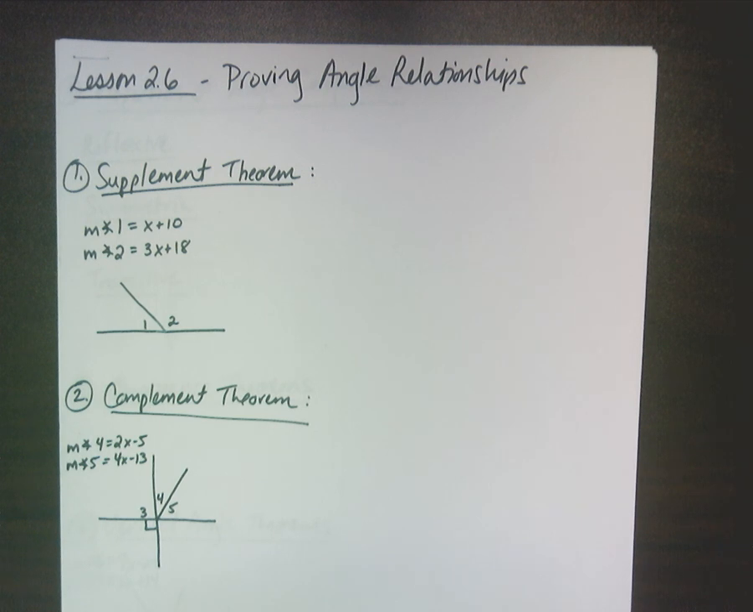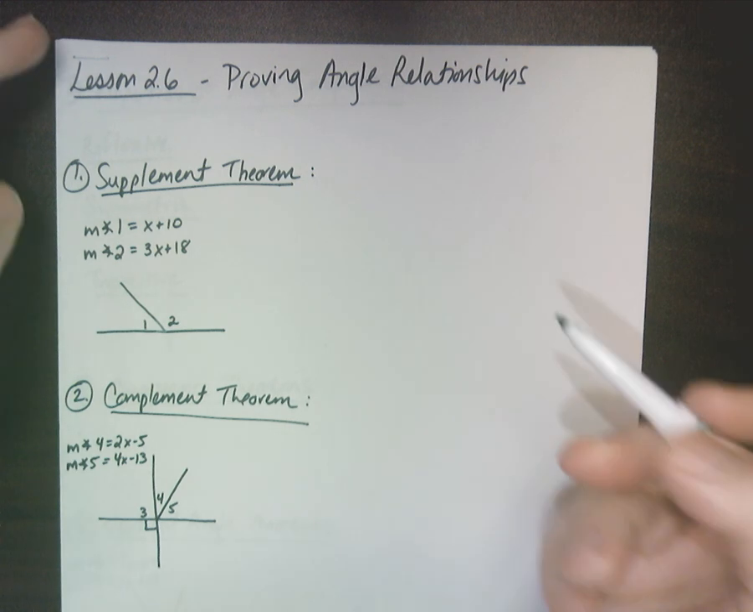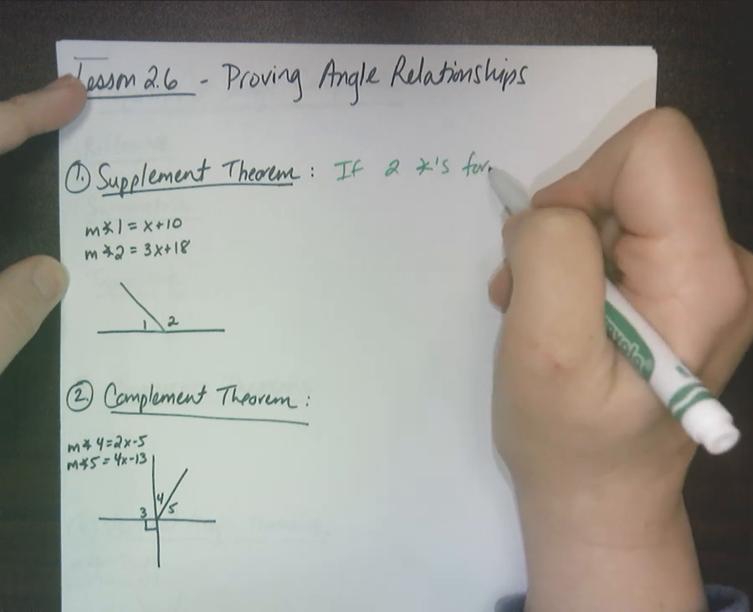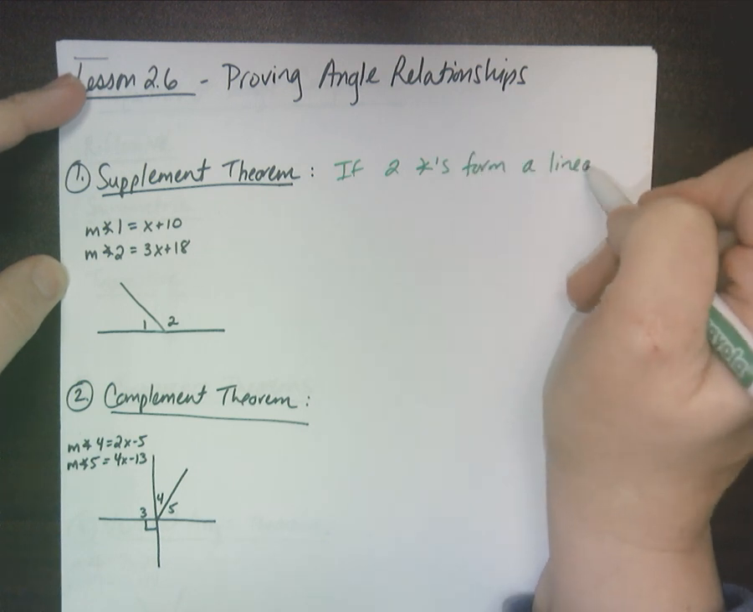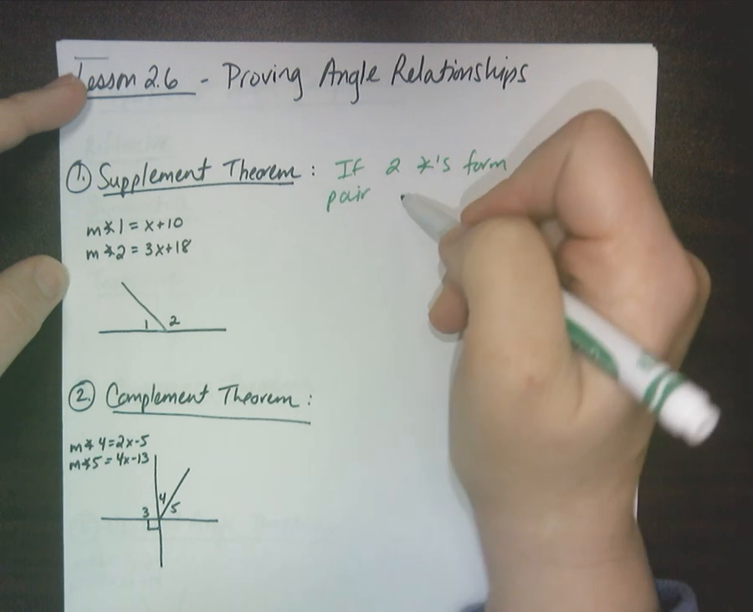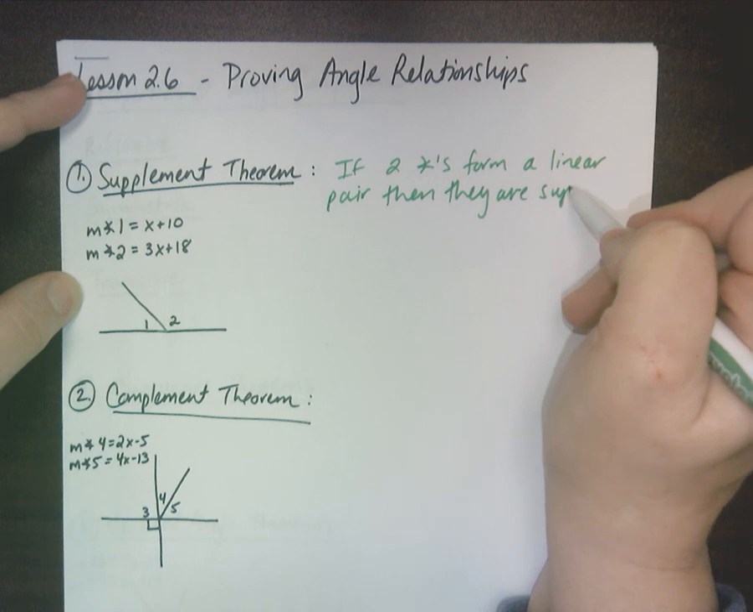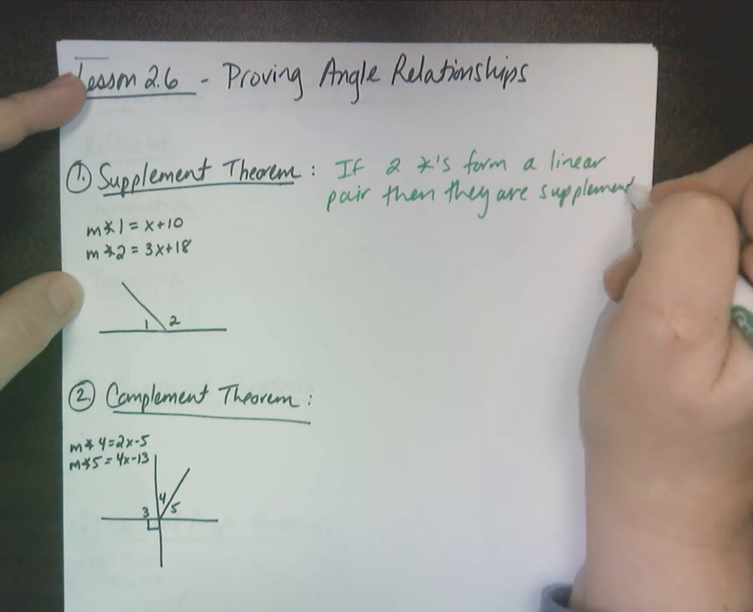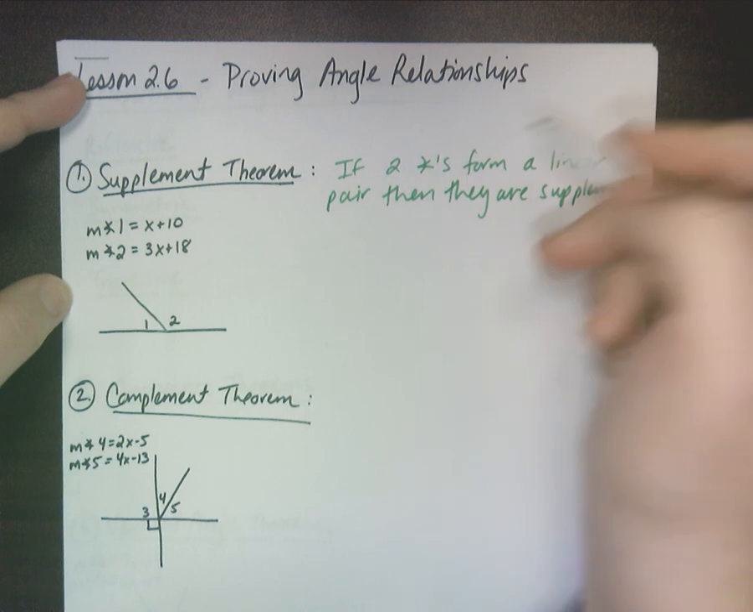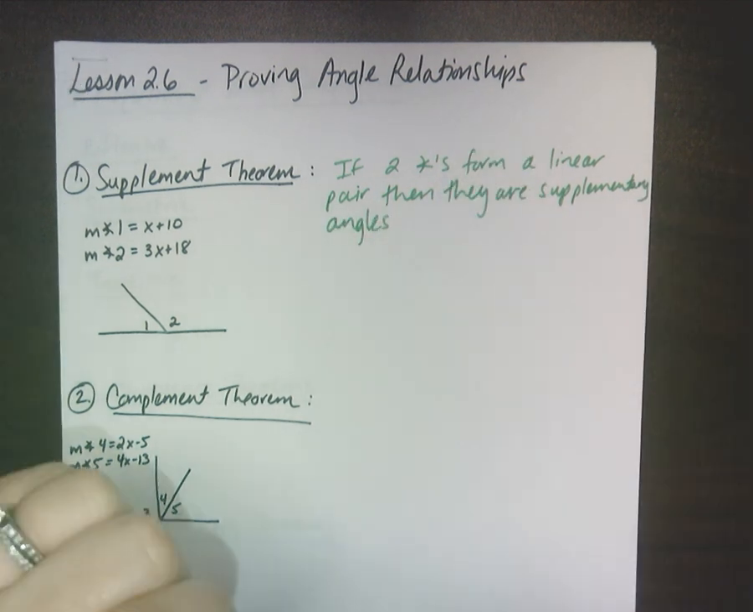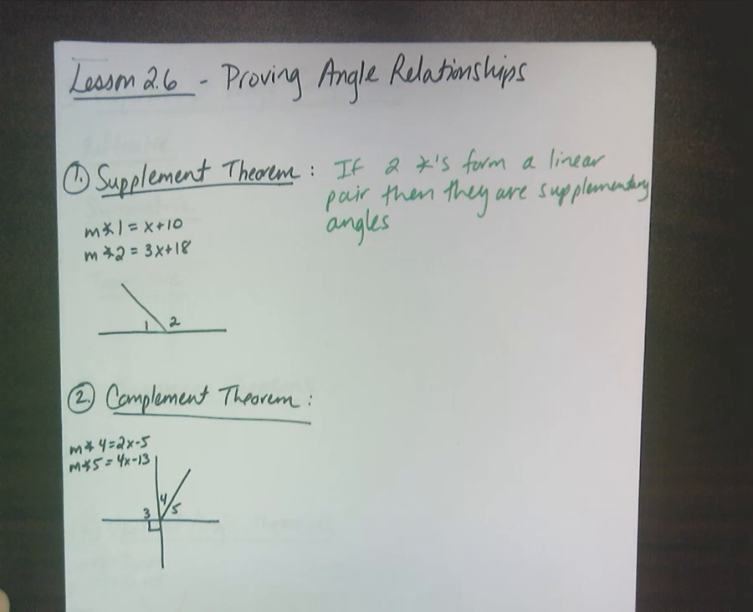We are going to write some new definitions. First definition is called the supplement theorem. The supplement theorem says that if two angles form a linear pair, remember, a linear pair makes a line, then they are supplementary angles. If two angles form a linear pair, then they are supplementary angles. We knew that. If they make a line, they make 180, okay?